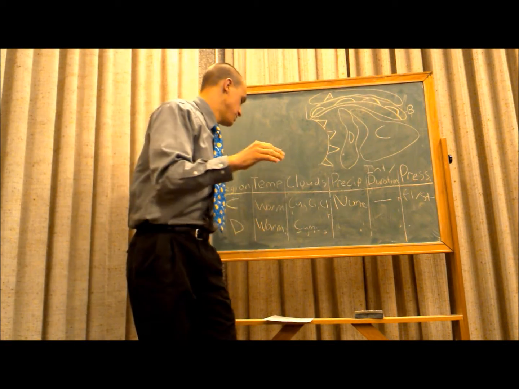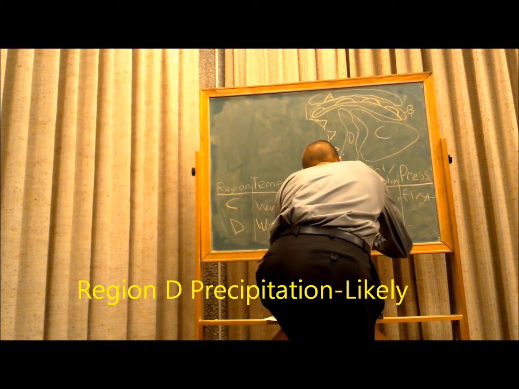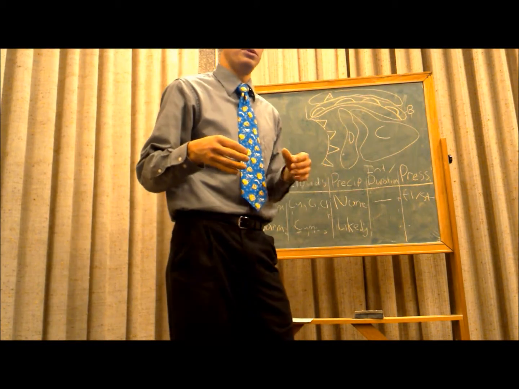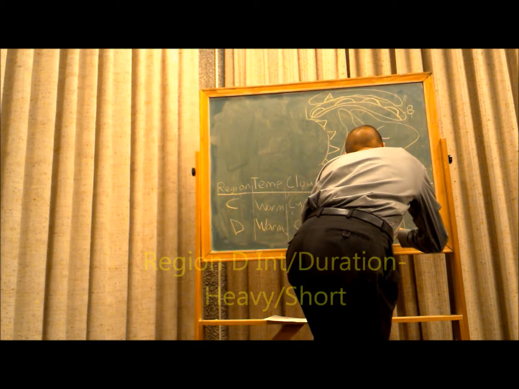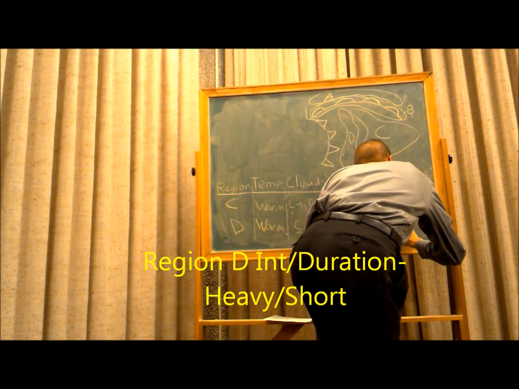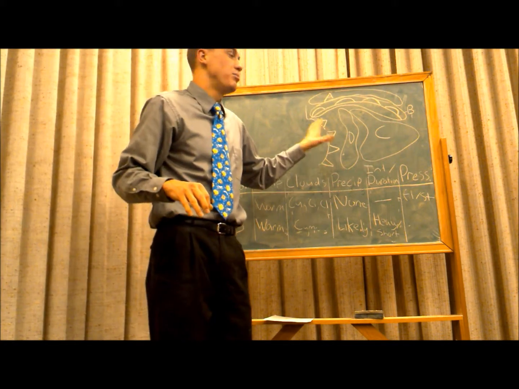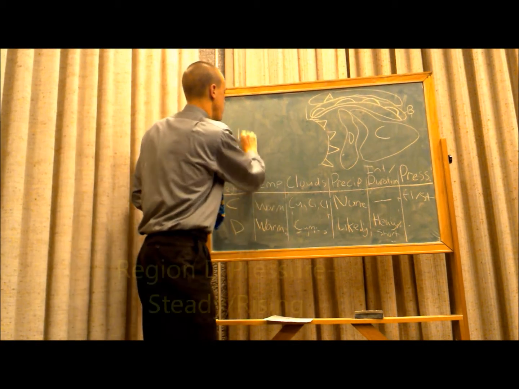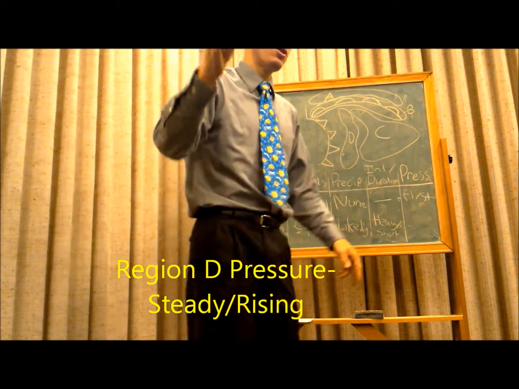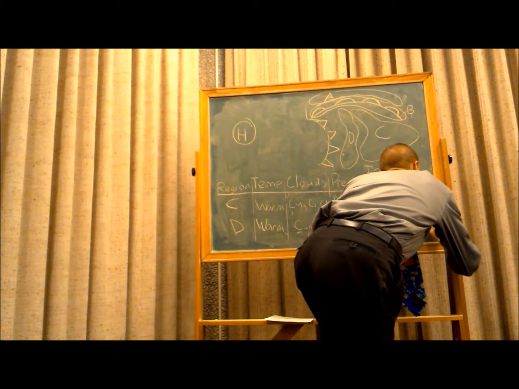Cumulonimbus cloud. The precipitation that is going to occur here is likely, and it's likely that it's going to be heavy, short precipitation. This is because it's producing those thunderstorm-like conditions. So the pressure here is still steady, but it's continuing to rise because back here, we have a high pressure system that's moving through region D. So you're going to get steady rising conditions, and it's not rising very much here.